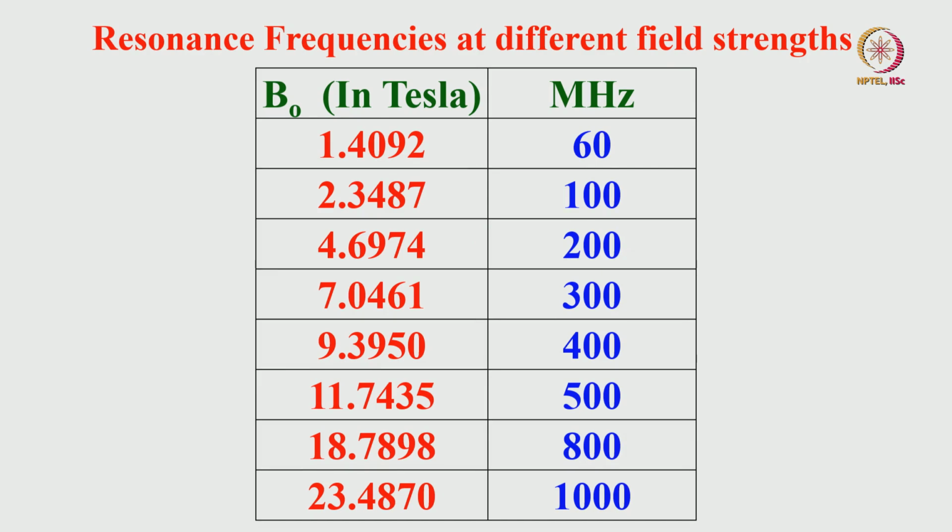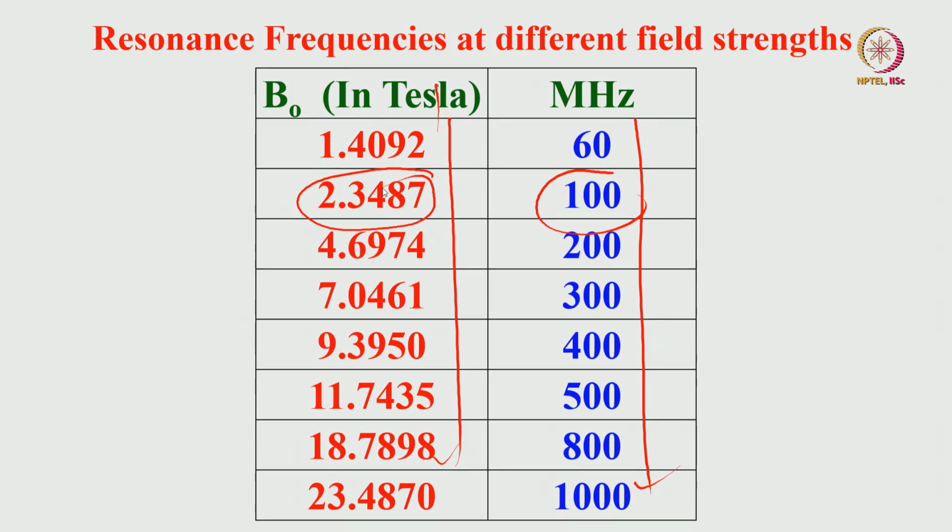Look at this column, we have the magnetic field, and in this column the resonating frequency. At 100 megahertz, the magnetic field is 2.3487 Tesla. Remember, magnetic field is always expressed in Tesla. 1 Tesla means 10,000 Gauss. Strong magnetic field, very strong magnetic field. Now I double the magnetic field, 2.3 becomes 4.6, and already you go to 200 megahertz.